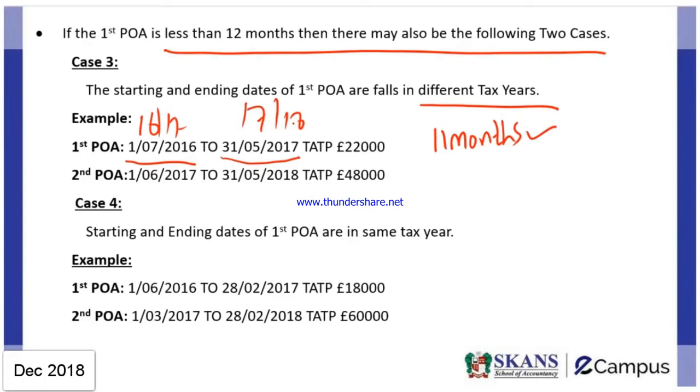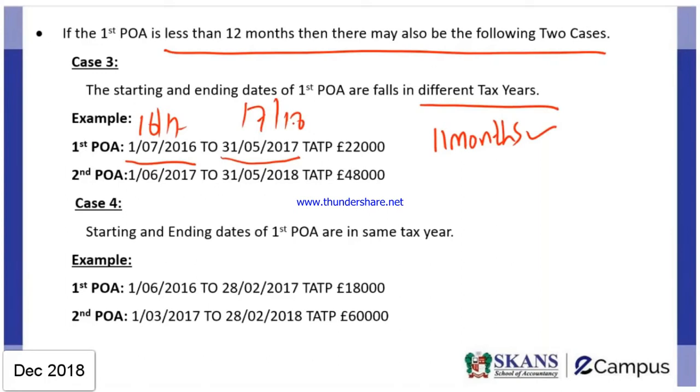Why are we classifying into cases? Because every case has a different opening year rule to be applied. So for this purpose, we have to identify the length of the period of account, then identify the case, and then apply the rules according to the cases, which I will tell you in the next slides.